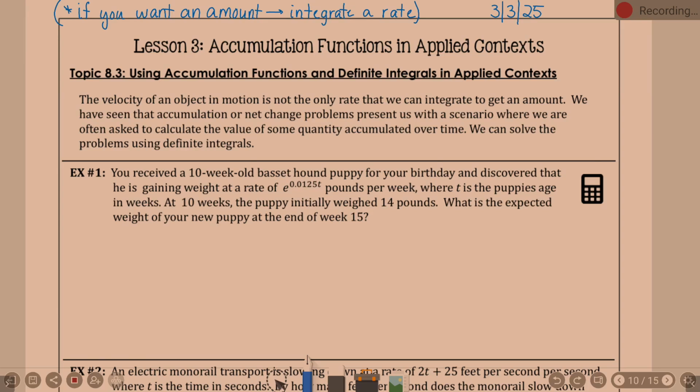So, accumulation functions. Some of this we're doing the math, and some of this we're putting in words, so get your brains on. The velocity of an object in motion is not only the rate that we can integrate to get an amount. We have seen that accumulation or net change problems present us with a scenario where we are often asked to calculate the value of some quantity accumulated over time. We can solve the problem using definite integrals.